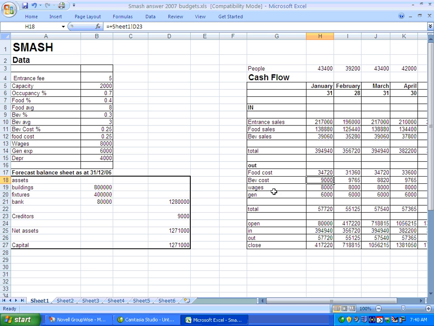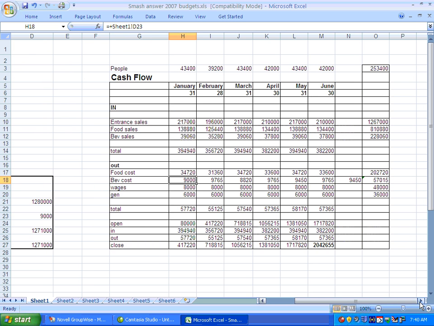So that creditor of 9,000 is paid for in January. So that's where that 9,000 comes from. If it was a new business, there wouldn't be anything there because there'd be nothing left over from December, and we'd have had a month's credit on the purchases that we made in January. Okay, so that gives you your cash flow.